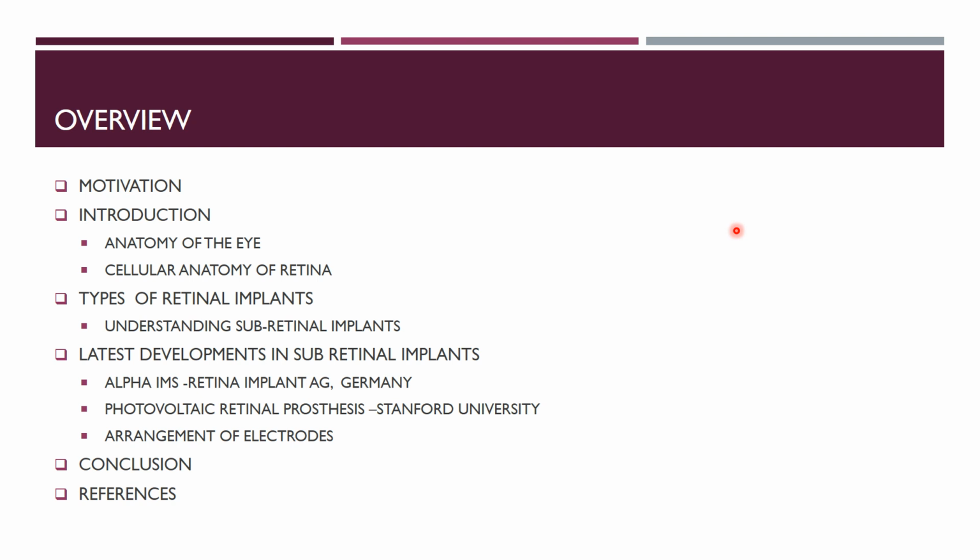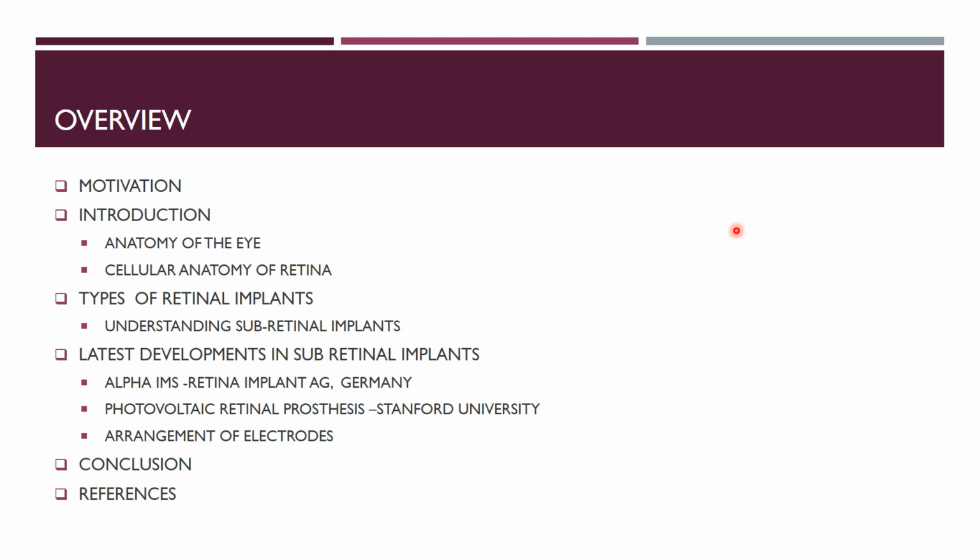First of all, I would like to go through the overview of my presentation. Firstly, I will discuss the motivation behind the subretinal implants. Then I will introduce you to some basic anatomy of the eye and the cellular anatomy of the retina and the different types of cells that make up the retina. After going through this, in the second section, we'll go through the different types of retinal implants and understand why we are interested in subretinal implants particularly.